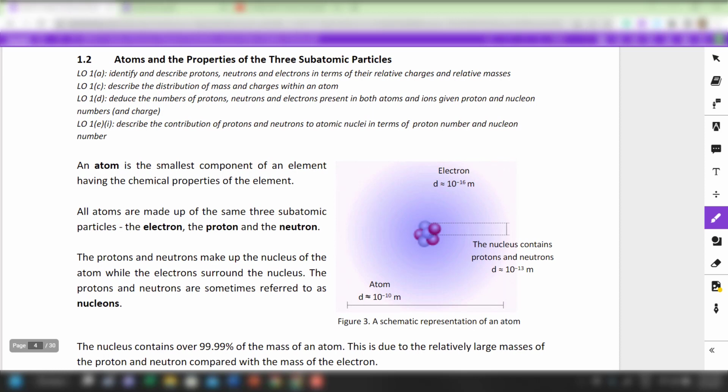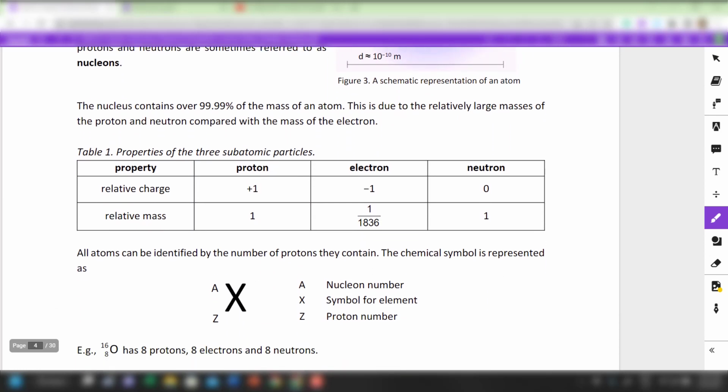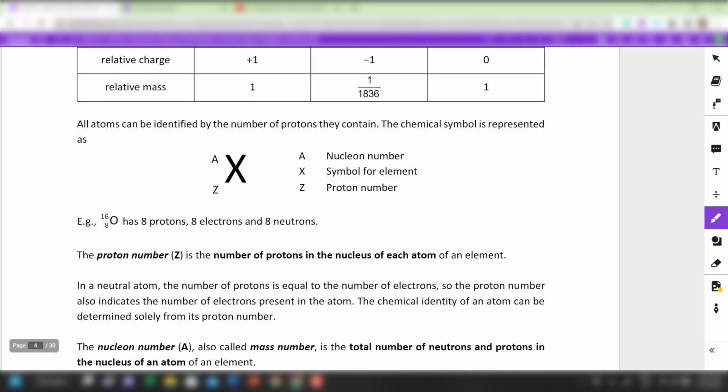So over here, again, I will not go into details, except that this particular table 1 gives you a glimpse on learning objective 1A, which I described right at the beginning. Okay, like their relative charge as well as their relative mass. Okay, and do take note on how they are being written. Okay, so they are usually being written in this particular fashion, so you need to know what it means.